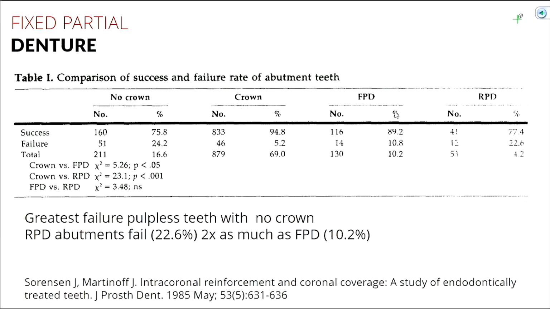Right. So I just wanted to give you an idea of the success rate for these teeth as you ask them to support more and more teeth. So with a fixed partial denture, instead of the crown just supporting itself, it now has to take on some of the load of that pontic space. And then same idea with a partial denture.